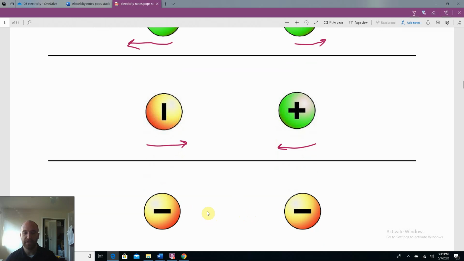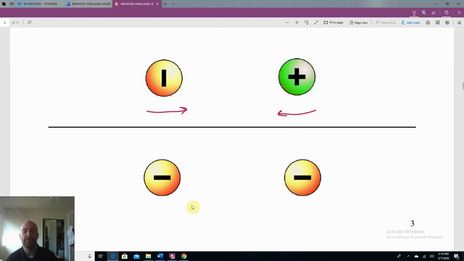Last up, we got two negatives. Alright, those are the same charge. They're like charges, and so they will repel each other. So this negative is going to get pushed that way, and this negative is going to get pushed that way. Cool. Attraction versus repulsion. So opposites attract, likes repel. If you remember that, good for this part.